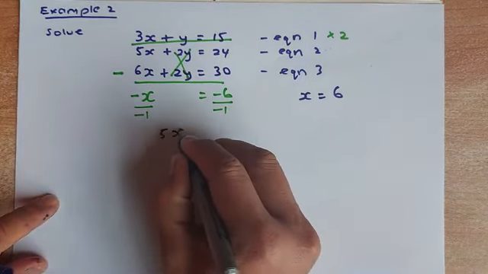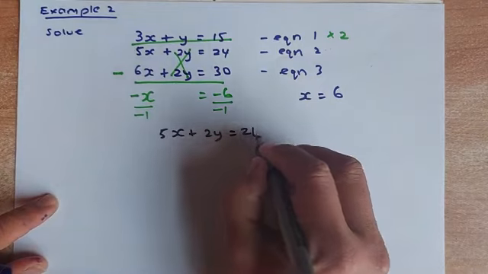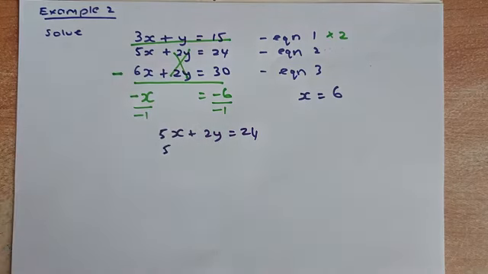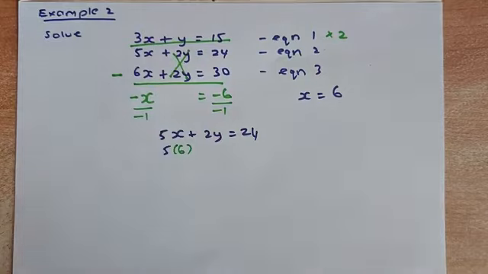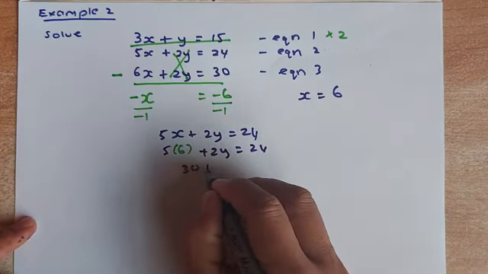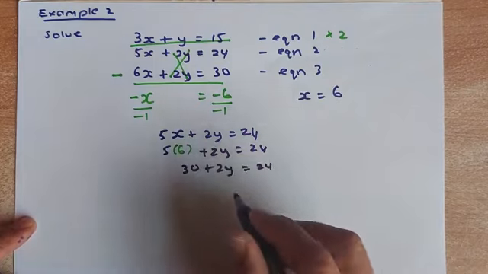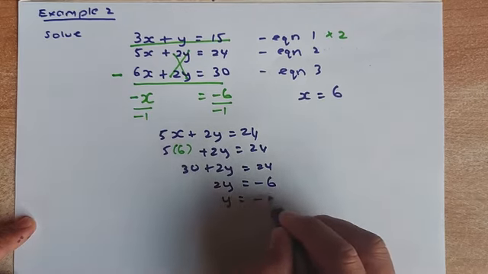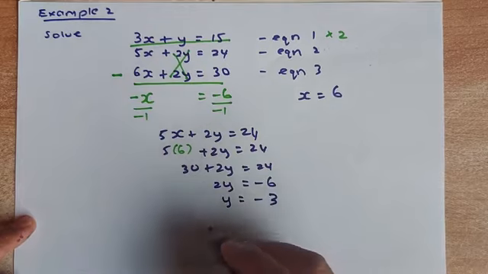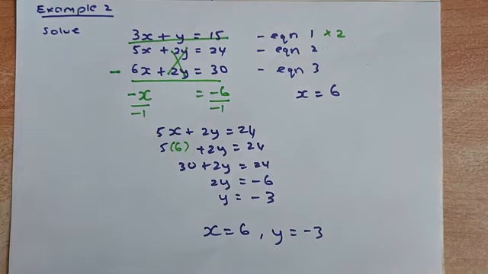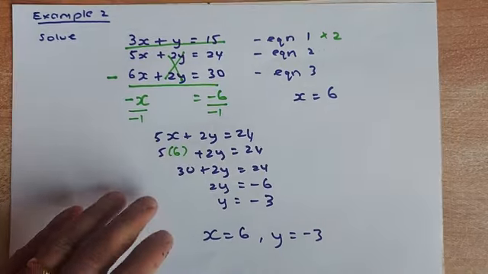Equation 2 is 5x plus 2y equal to 24. Now if we substitute x equal to 6, so 5 times 6, and then we are going to solve it as usual. 30 plus 2y equal to 24. 2y equal to negative 6, and divide by 2, you get y is negative 3. So your answer is going to be x equals 6, y equals negative 3. If you substitute them into any of equations 1, 2, and 3, you should get the right answer.